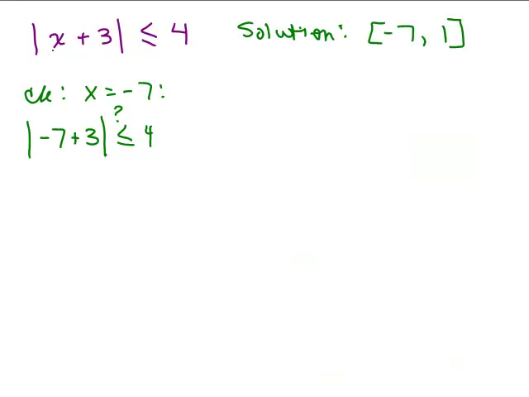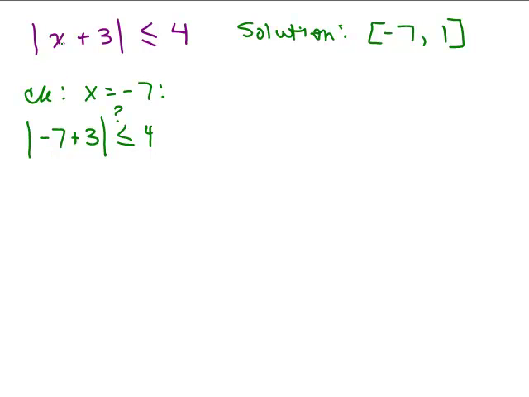So here was our original problem. Absolute value of x plus 3 is less than or equal to 4. And we got the solution that it was between -7 and 1. So does that make sense? We're just going to check some things. What if it's negative 7? Because that's one of the solutions.